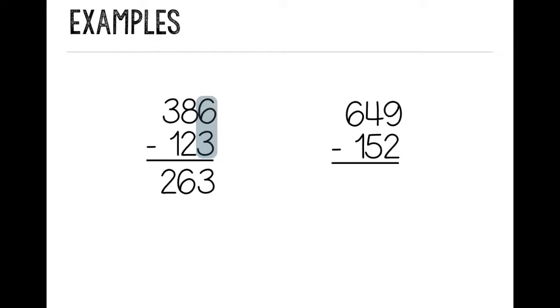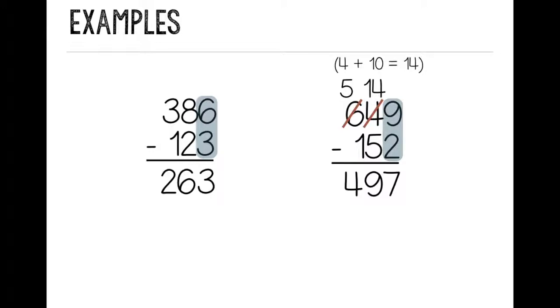649 minus 152. I start in my ones place. 9 minus 2, there's more on top, no need to stop. 9 minus 2 equals 7. Then I move to my tens place. 4 minus 5, there's more on the floor, the 5 is bigger, so I have to go next door and get 10 more. So I go to my hundreds place, and the 6 becomes a 5, and then I can add 10 to the 4. 4 plus 10 equals 14, and then I change the 4 into a 14, and I subtract 5, and that gives me 9. Then I look at my hundreds place. 5 minus 1 equals 4, so I get a difference of 497.